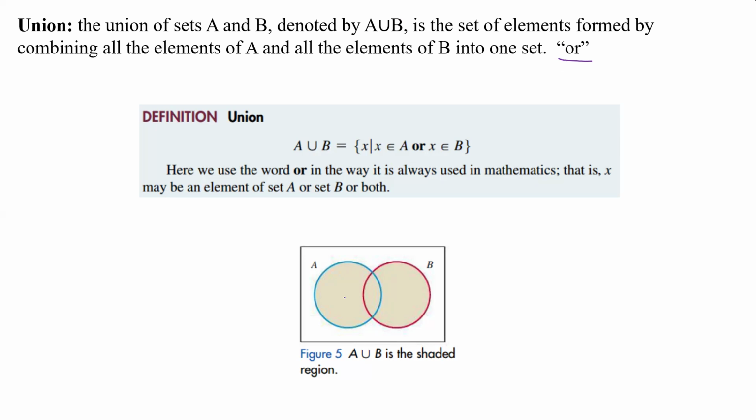Now, what does it look like? Again, remember that whole thing is universal. So A is here, B is here, and it includes everything in both of them. It has to be either in here, or the intersection here, or over here. So it's going to be all of that. It's the OR, so it includes everything.